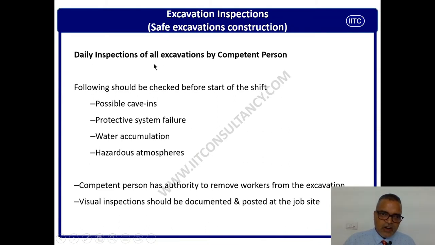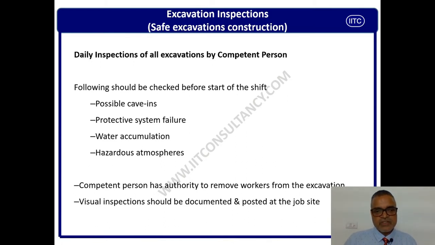Daily inspection of all excavation areas, shoring, sloping, benching, and shielding should be done by a competent, experienced person. The following should be checked before the start of the shift. Possible caving: what is the possibility of caving, whether the sides are safe. Protective system failure, if there is damage to the shielding and other parts of the safety system. Water accumulation: if there is any water accumulation, then we need to do dewatering.